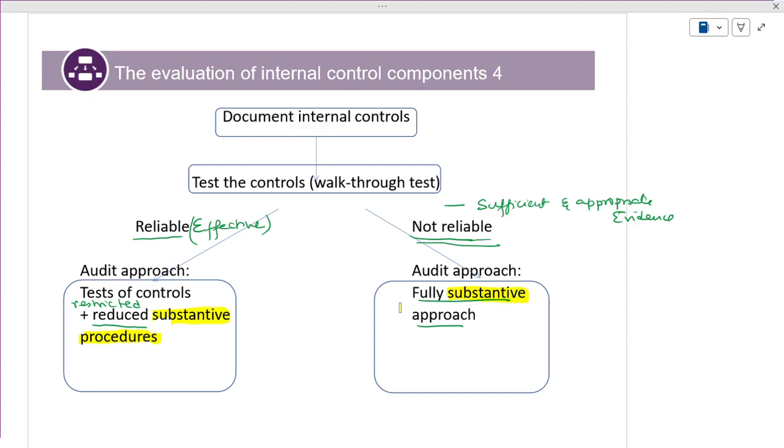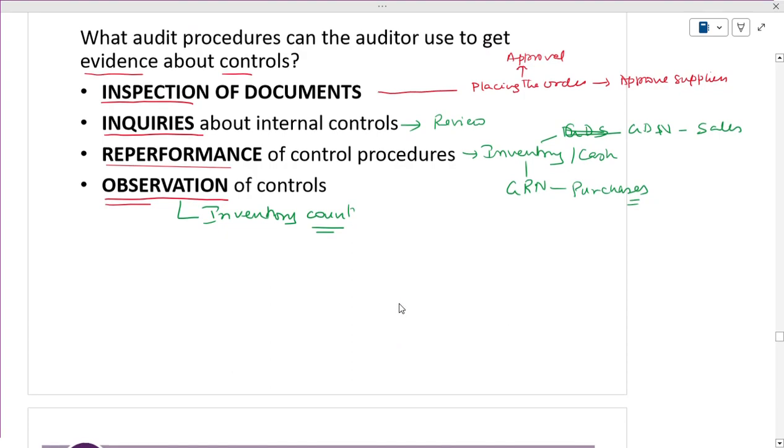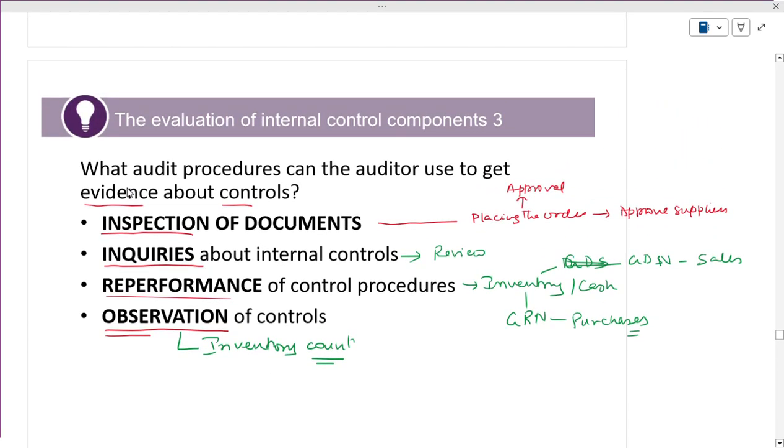See what we are doing. This is the substantive approach. What are the substantive procedures? You will see, when we are placing the order, whether approval is there and whether the supply is approved. This is one of the substantive procedures.